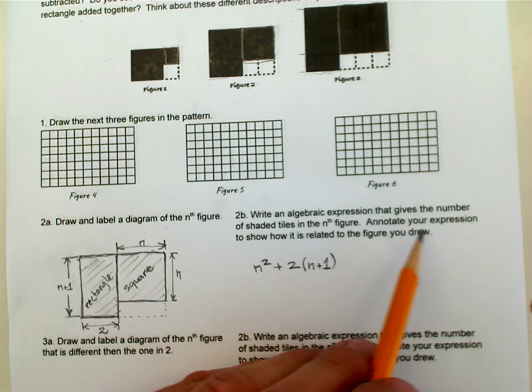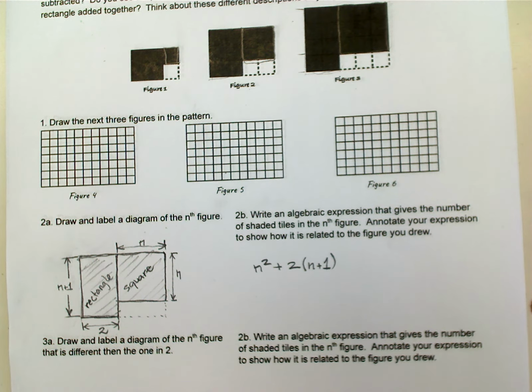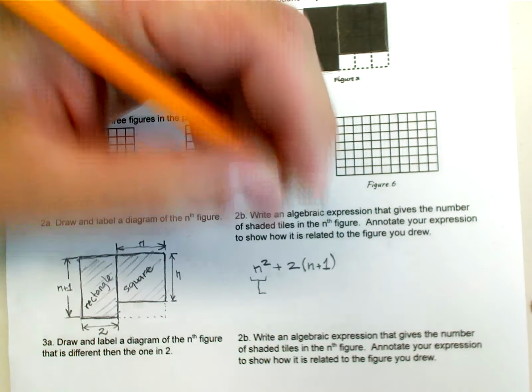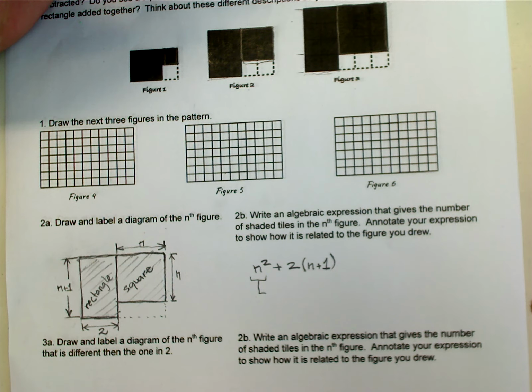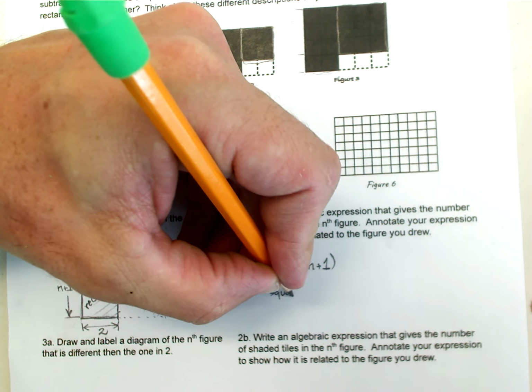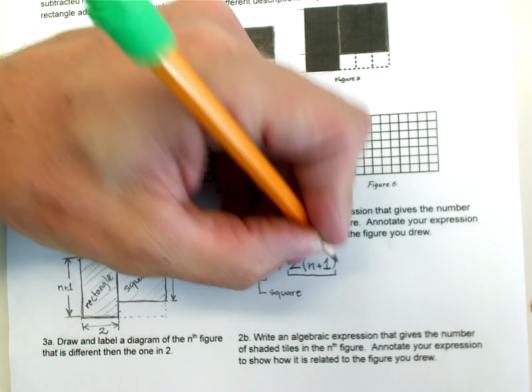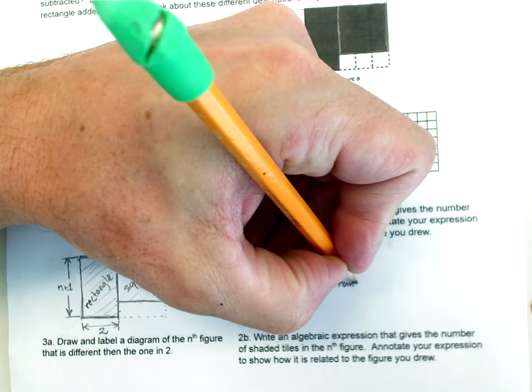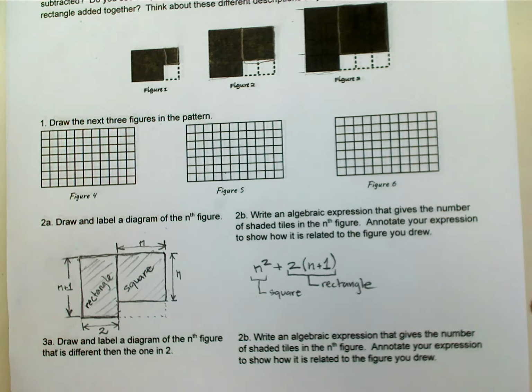Now it says annotate your expression to show how it's related to the figure that you drew. Well, I'm going to use my labels, and I'll just say that this is the area of the square, and this is the area of the rectangle. And that's it. I annotated it.